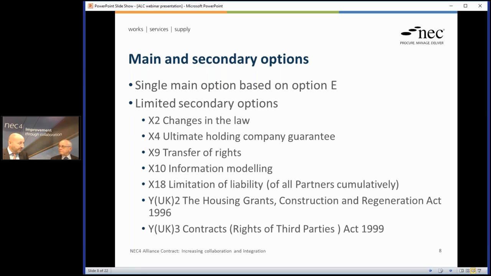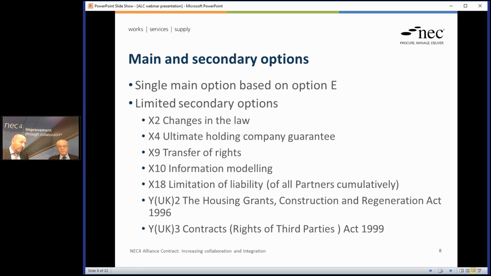X18 limitation of liability is also included, but interestingly there we're looking at that being the cumulative liability of all the partners. So if you add a partner, it doesn't increase the overall liability. So it's not the individual partner's liability, it's the totality. Yeah, absolutely. Okay. And again, it's that idea that the parties are sharing these risks, these liabilities, therefore they share that limitation amongst them. Okay.